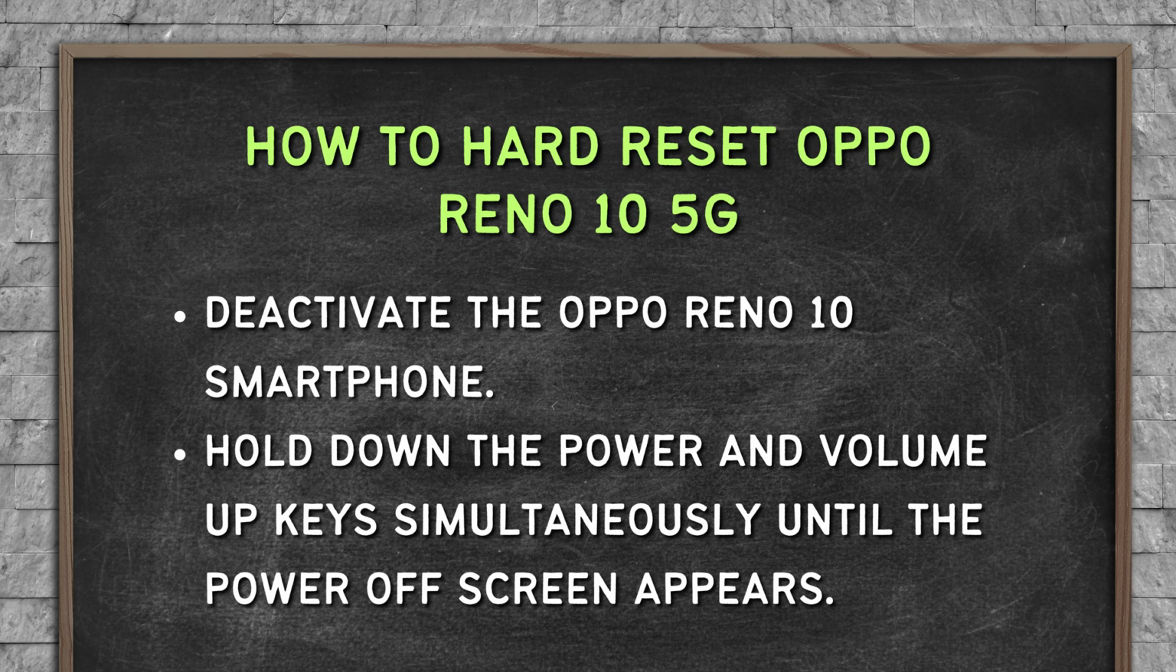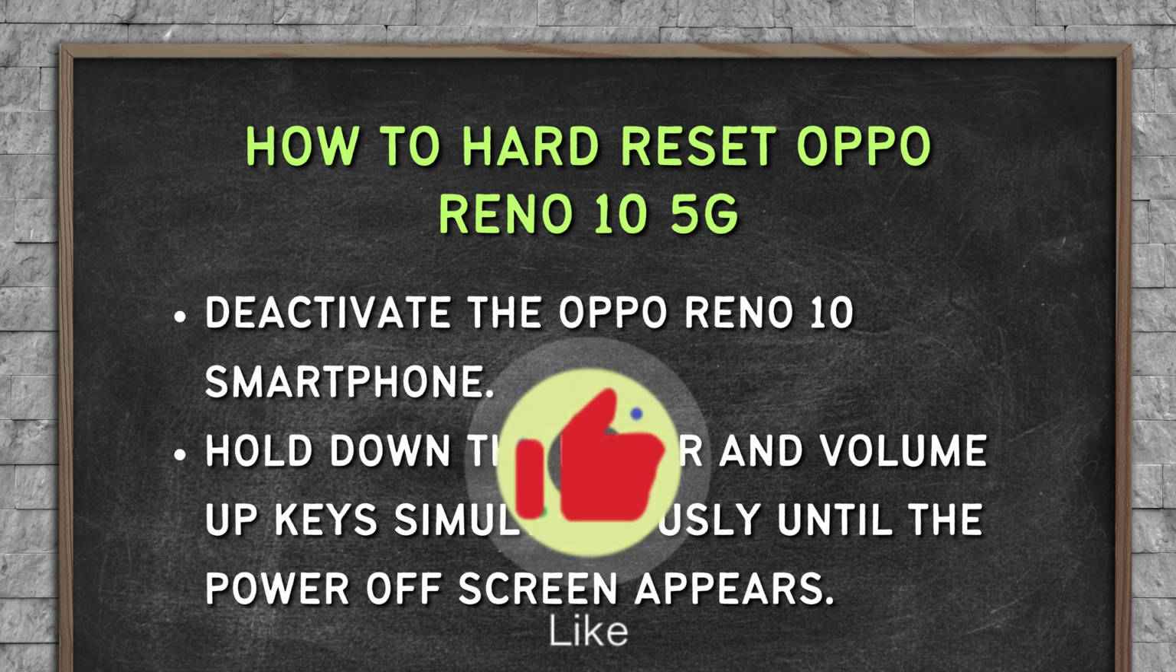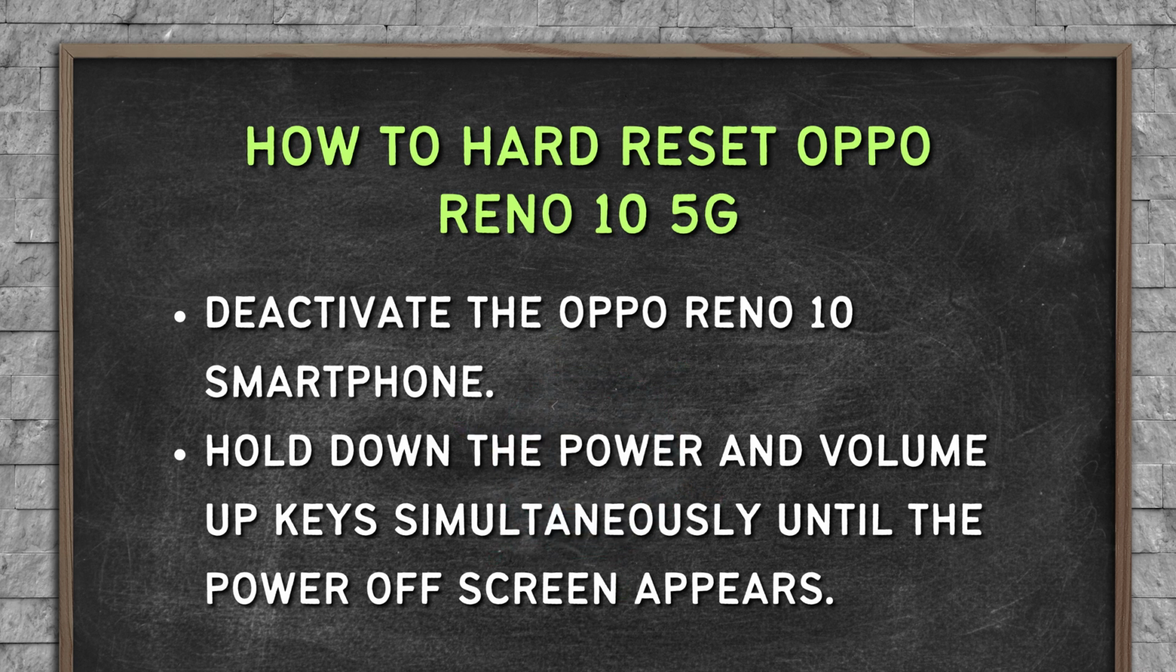Today in this video, I'm gonna explain how to hard reset Oppo Reno 10 5G. Deactivate the Oppo Reno 10 smartphone. Hold down the power and volume up keys simultaneously until the power off screen appears.